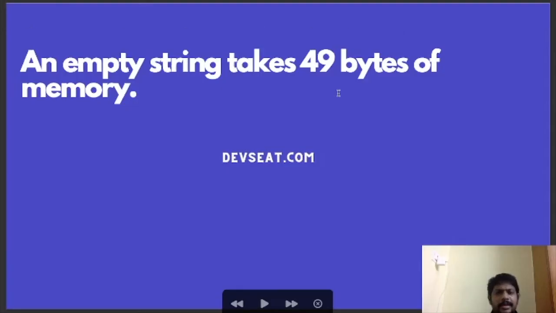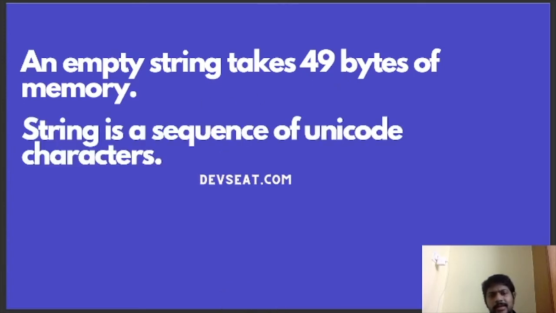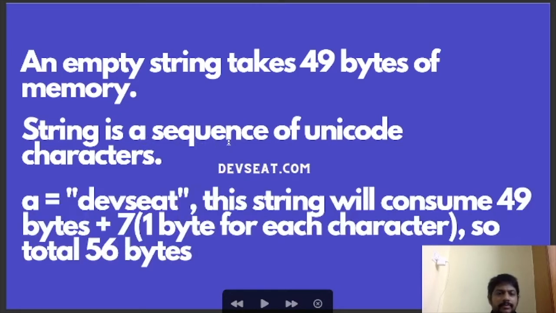An empty string takes 49 bytes of memory. How much will an integer object take? It will take 28 bytes of memory. A float object will take 24 bytes of memory. In the same way, an empty string takes 49 bytes of memory. Now what is a string? A string is a sequence of Unicode characters. That is what we have learnt.